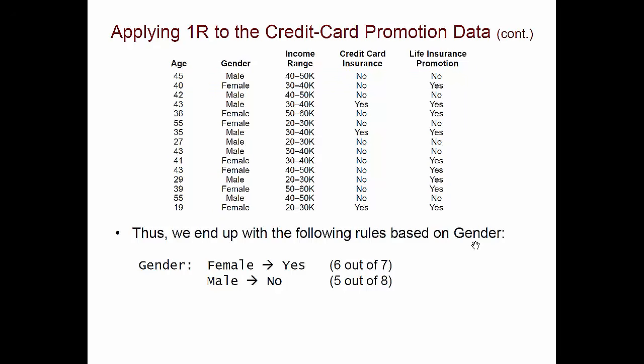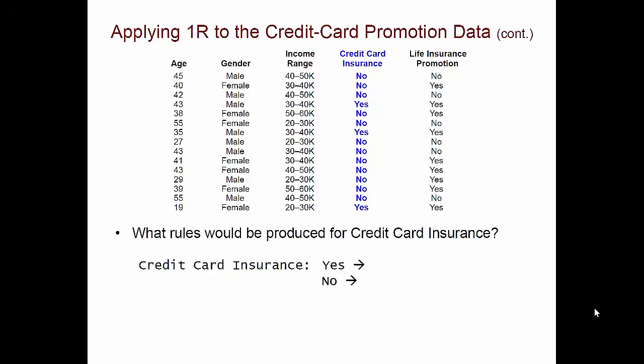And we also want to figure out how accurate they are on the training data. To do that, we add up the cases that they get right. So we have 6 of the female cases and 5 of the male. That gives us our numerator, and then the denominator is the total number of training examples. So our accuracy here is 11 out of 15, which is roughly 73%. We then repeat the process for each of the other input attributes. So for example, credit card insurance is another input. It has 2 possible values, yes and no.